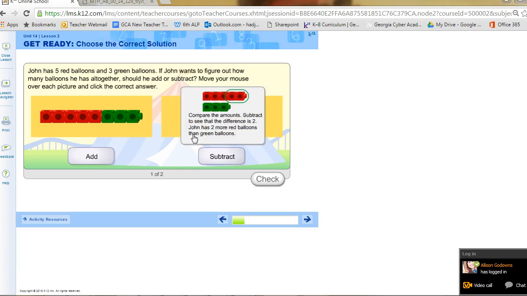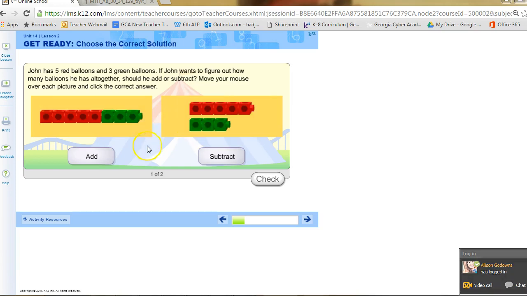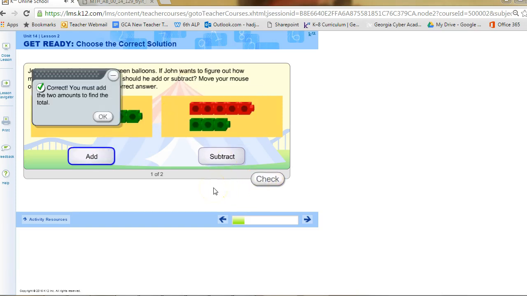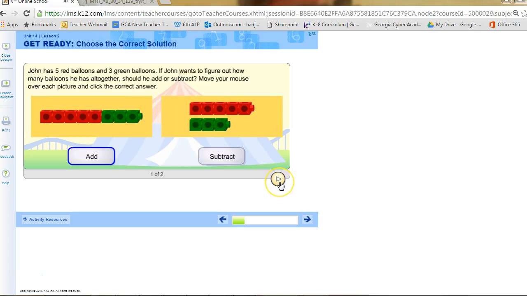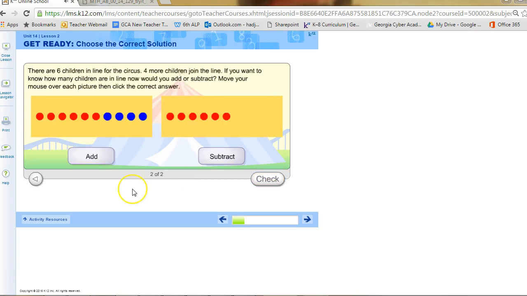He has 2 more red balloons, but you have to think about what your problem is asking. And your problem says how many does he have altogether. So if you said add, you are correct. We can click check and find out that we got it right. You must add those 2 amounts together to get the total. Let's do one more of those problems.